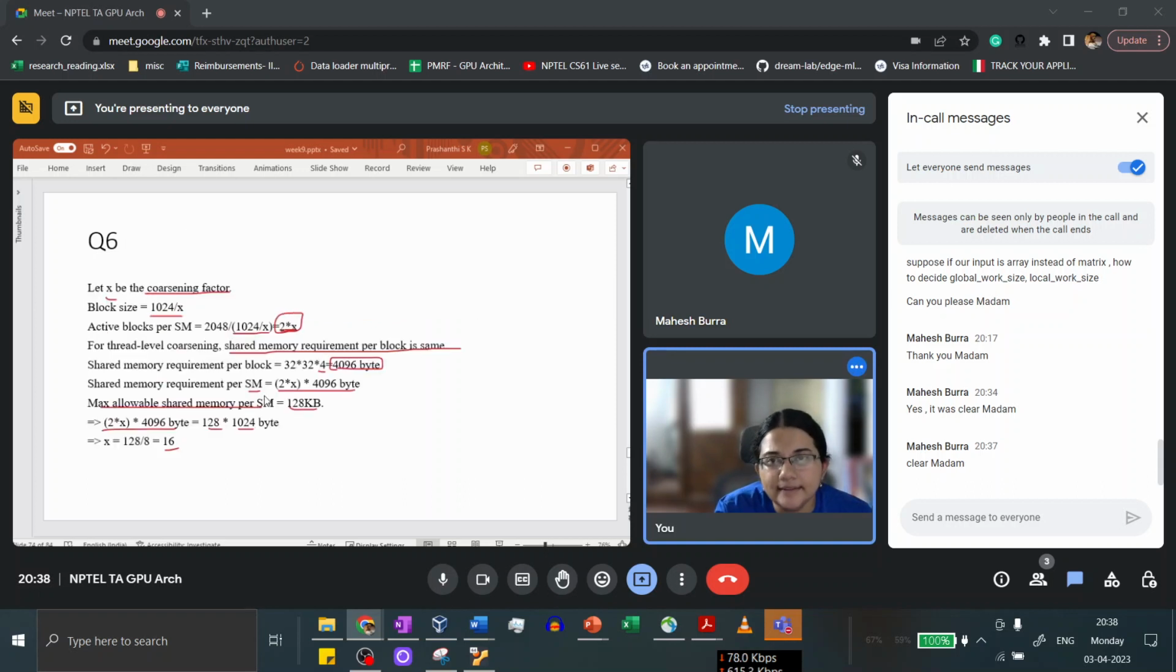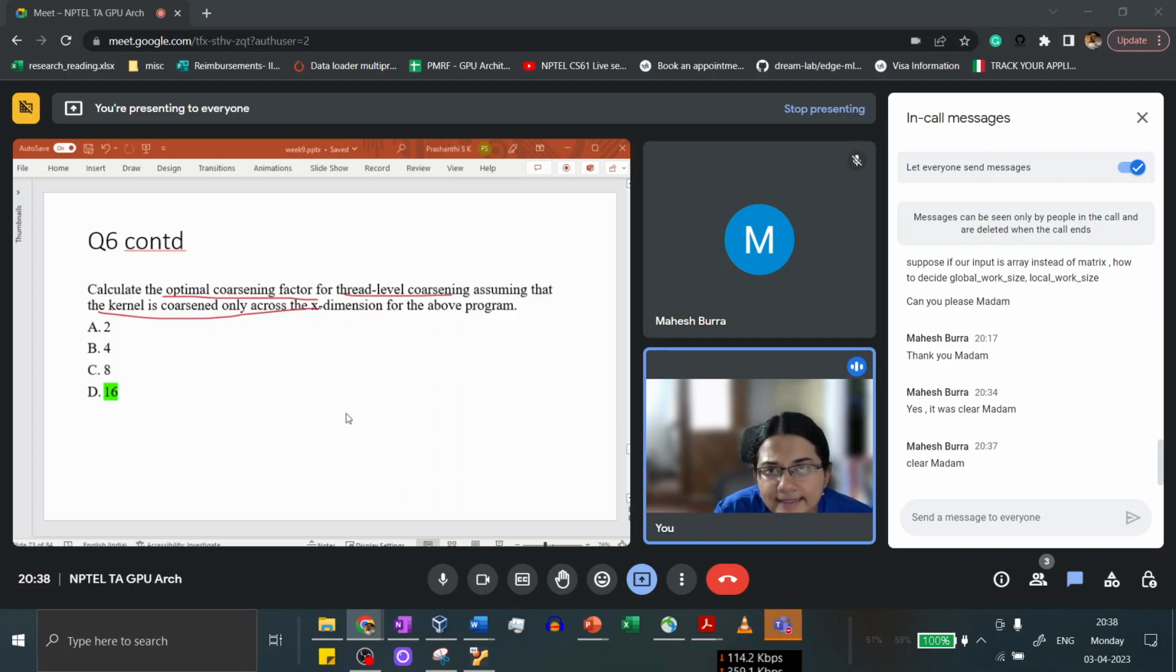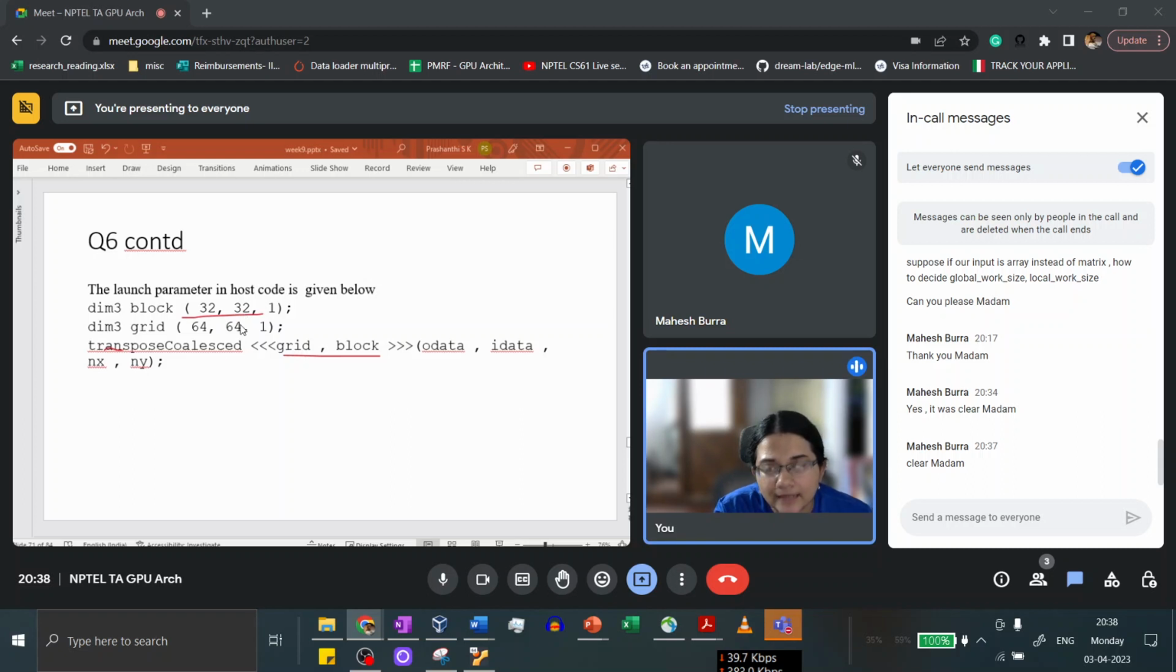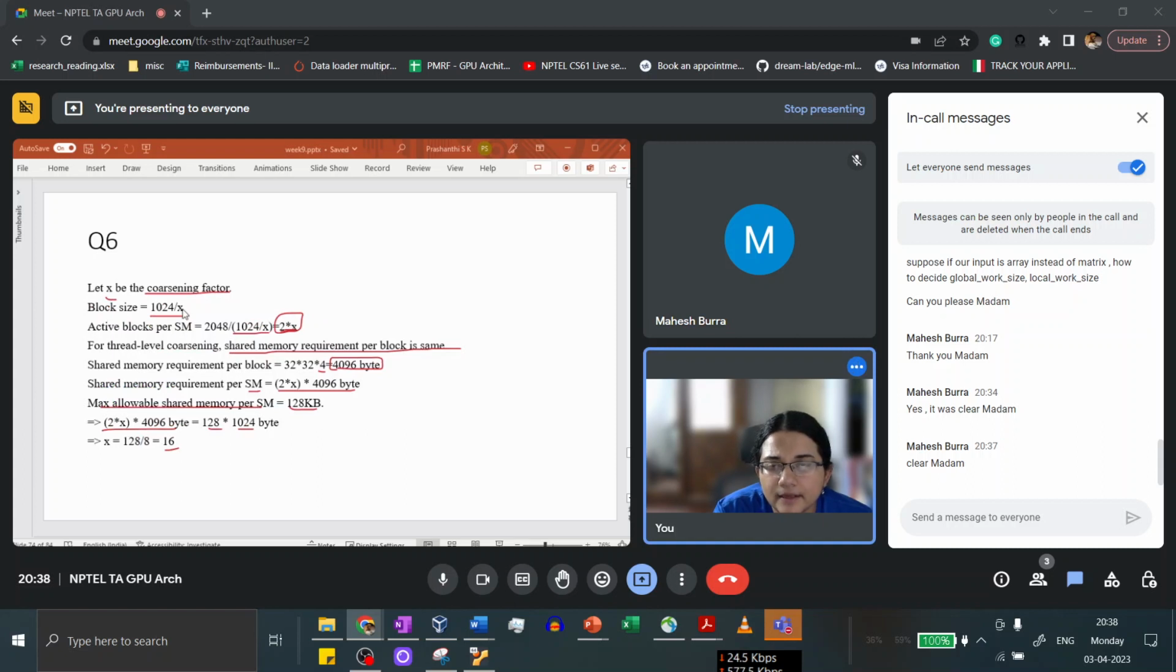The answer is 16. So first of all, the uncoarsened block size is 32 into 32 into 1, which is 1024. Now you're using a coarsening factor of x, so block size becomes 1024 by x. Active blocks per SM becomes 2048, which is your hardware limit of max active threads, divided by the block size, which is 1024 by x. So you get 2x. Now the shared memory requirement per block is the same, which is defined by the block size 32 cross 32 into 4 bytes.